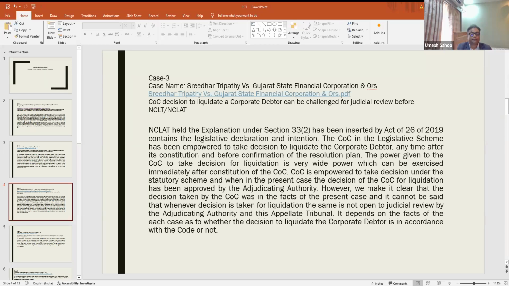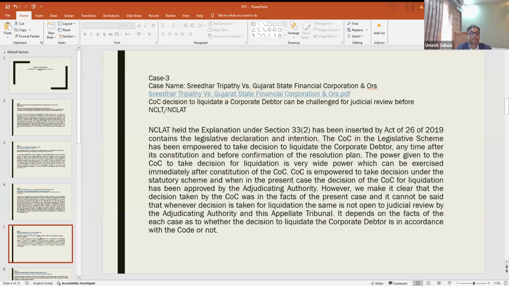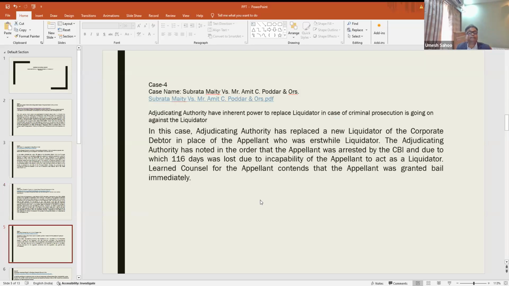So next. This is a case where the authority has the inherent power to replace a liquidator when criminal prosecution is going on against the liquidator.